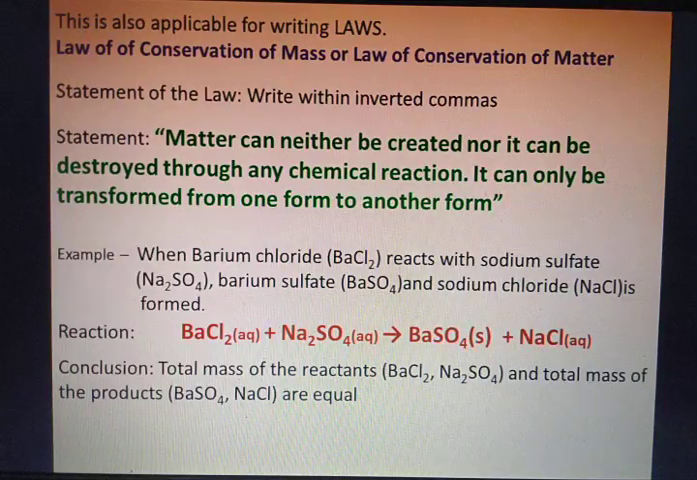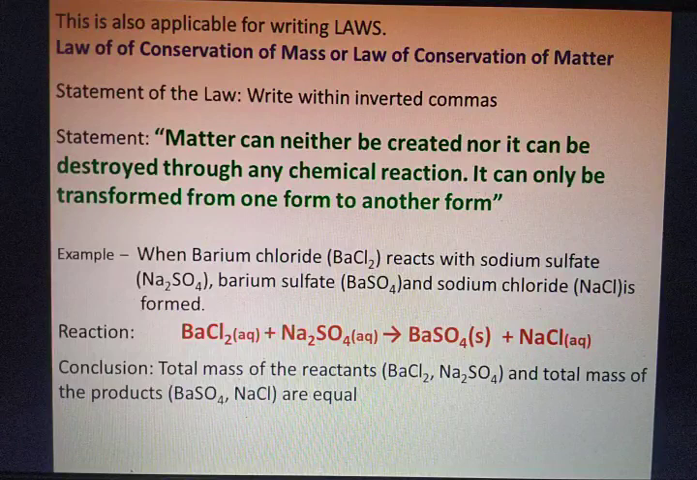So when I write the reaction, it will not be important to mention the names separately once again, that which one is barium chloride, which one is sodium sulfate. But if I'm not mentioning them in the example, then it's better to write the names of the compounds at the bottom of the compound itself.